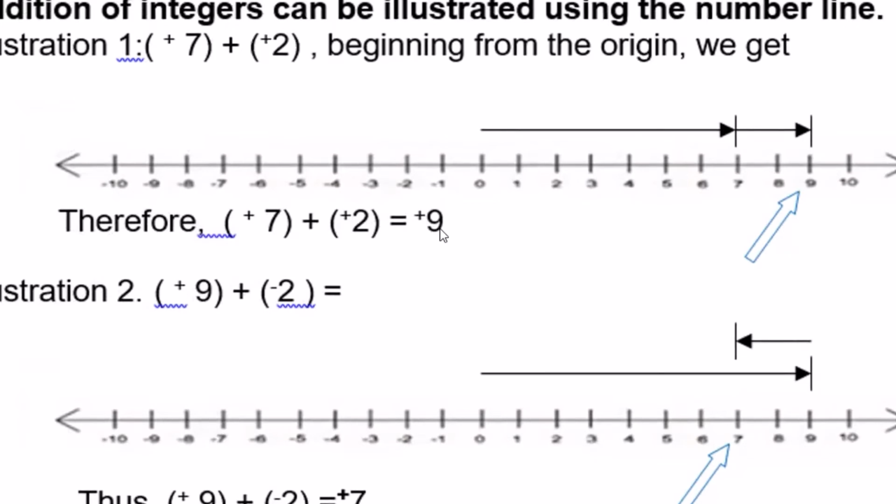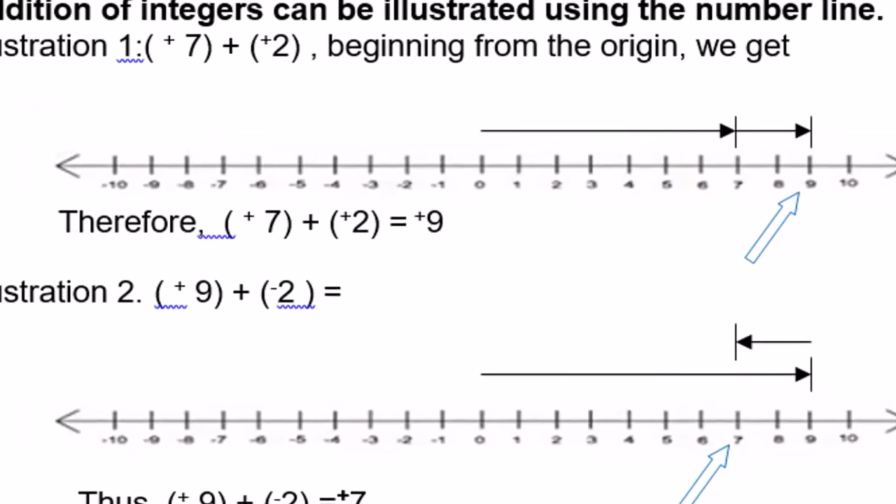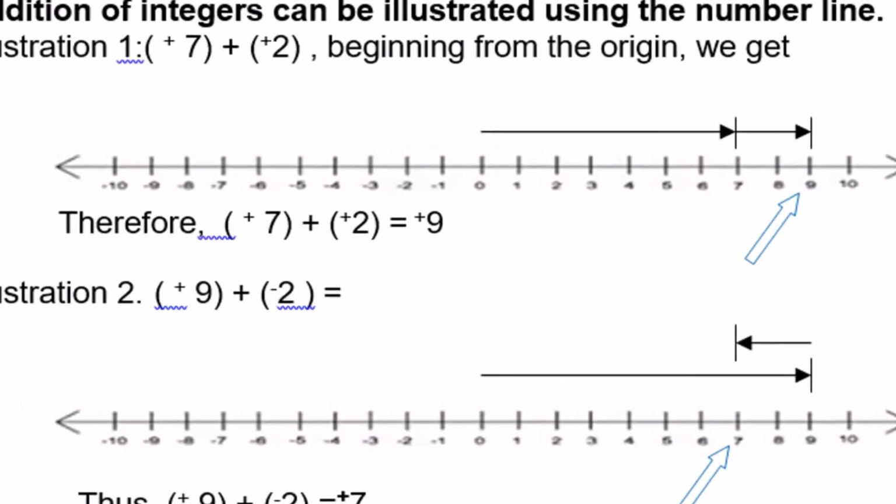Another example, so positive 9 plus negative 2. So from 0 going to positive 9, 9 units. And from positive 9 going to the left ng 2 units. So 1, 2. Nag-end tayo sa positive 7. Therefore, positive 9 plus negative 2 is equal to positive 7.